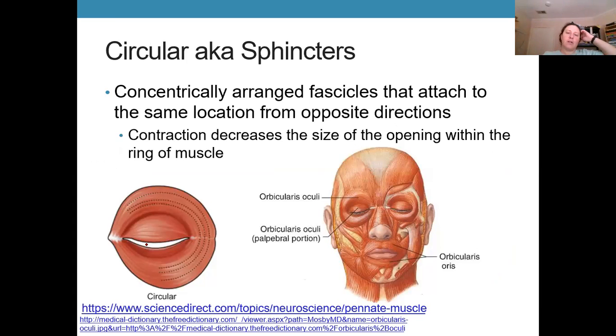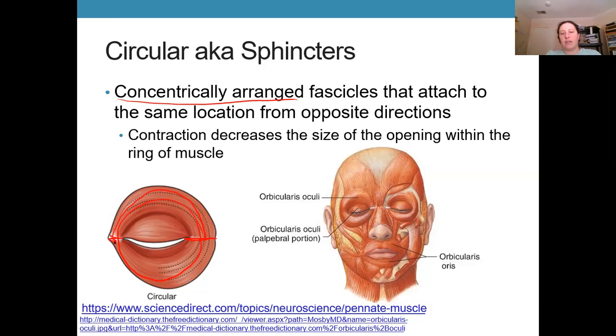And then our circular muscles are also called sphincters. That's because when you have a muscle where the fascicles are arranged in a circle, when they contract, they make the opening in the middle smaller. And anything that does that is able to regulate the flow through there, and that is what a sphincter is. So we describe it as concentrically arranged fascicles. You can have them attaching in half circles, but really the fascicles are running all the way around and attaching to the same thing.